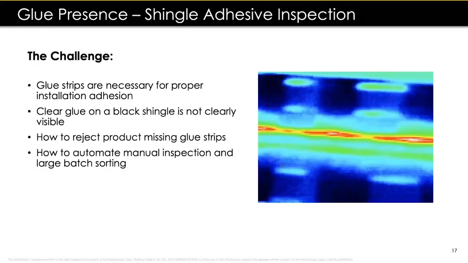Here's one of a very fast-moving product, shingle adhesive inspection. It's a very unique project where we're looking at glue strips coming down the line. The glue strips are necessary for proper installation and adhesion between each of the stacks. Clear glue on a black shingle is not clearly visible, and it was difficult for a standard vision system to see this. We wanted to reject the product missing the strips and get them quickly off the line with the diverter arm, and they wanted to automate manual inspection and large batch sorting.